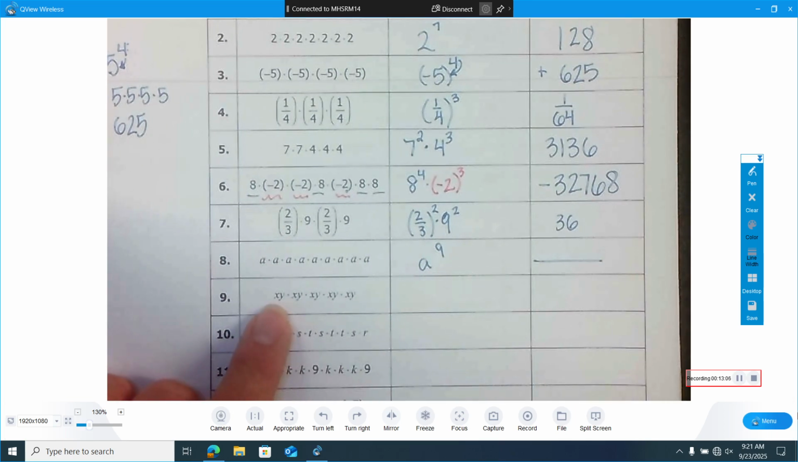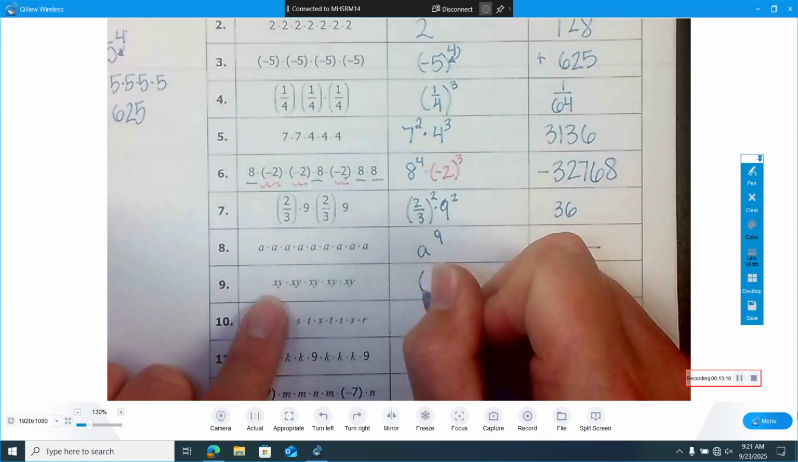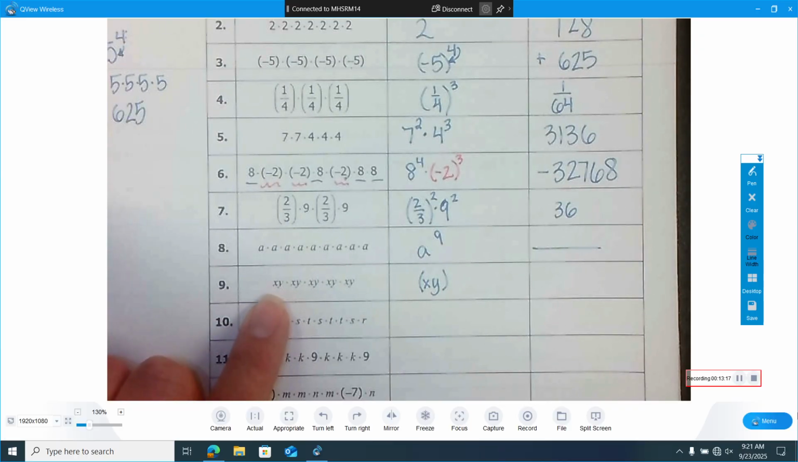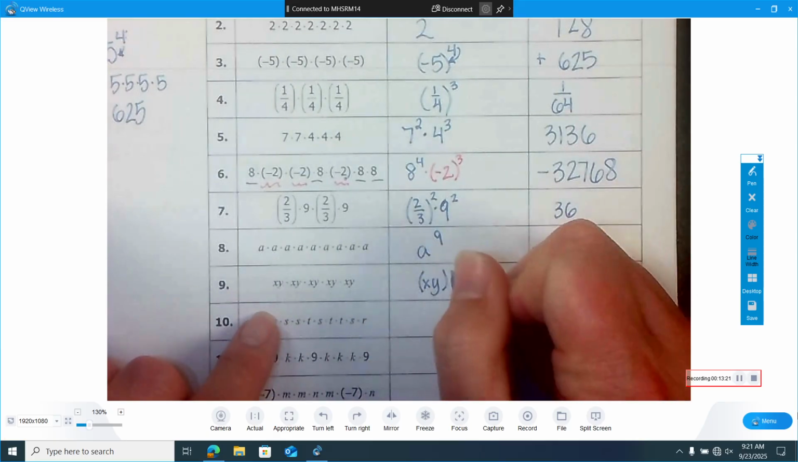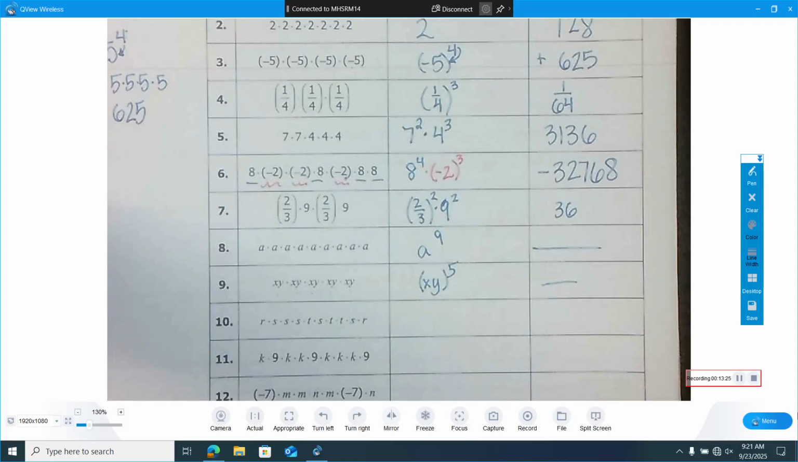All right, what's my base on number 9? XY. I'm going to do XY, and I'm going to put that whole thing in parentheses. How many times is the XY being repeated? 5. 1, 2, 3, 4, 5 times. And again, that one cannot be evaluated. Try the next.